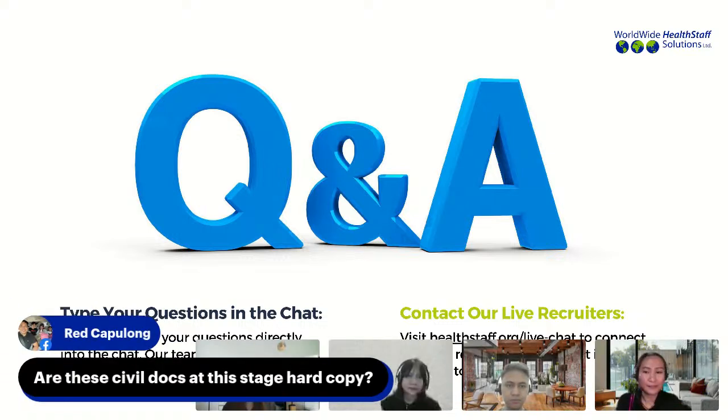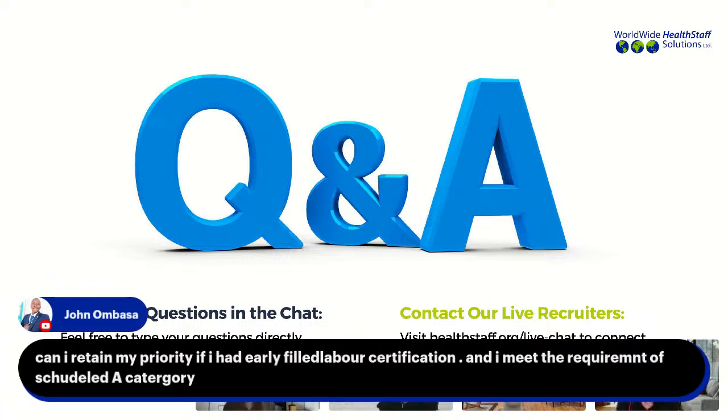Okay, and then next question. Are these civil docs at this stage a hard copy? Actually, no. The case managers will just get the soft copies of your civil documents. And then we have, can I retain my priority date if I had early filed labor certification and I met the requirement of Schedule A category?